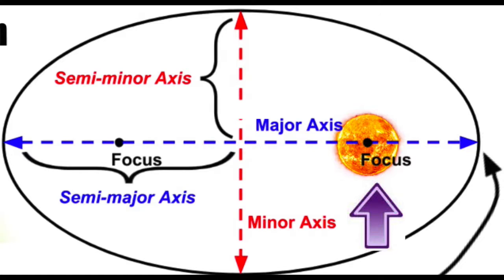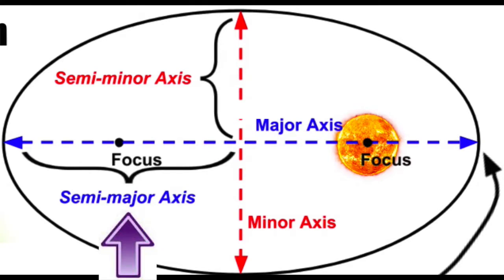You have a line, this blue line going straight across. We call that the major axis. If we go from the center to the bottom, we call that the minor axis. When we look from the focus to the end of the ellipse, or from the center to the end of the ellipse, we call that the semi-major axis.